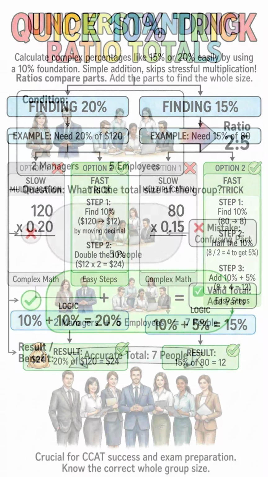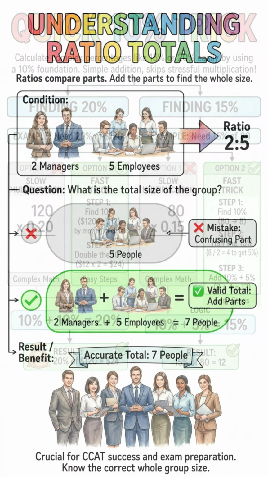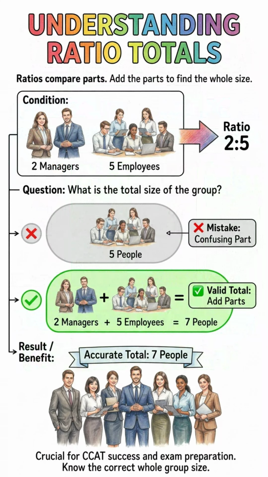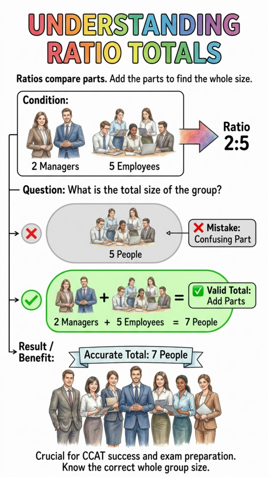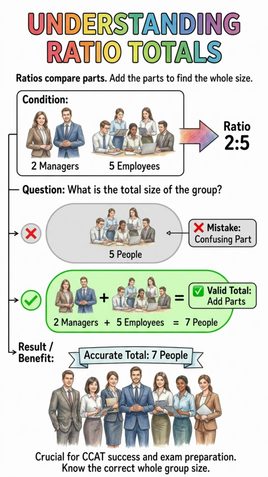Ratios are another critical concept, and they simply compare the relationship between two different groups. If a company has a ratio of 2 managers for every 5 employees, you write this as 2:5. The most common mistake candidates make is confusing the parts with the whole total. In this example, the group size is actually 7 people total, because you add the 2 managers and the 5 employees together. Always remember to add the parts of a ratio together to understand the total size of the group.